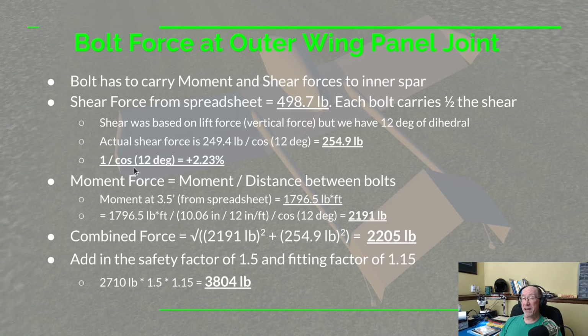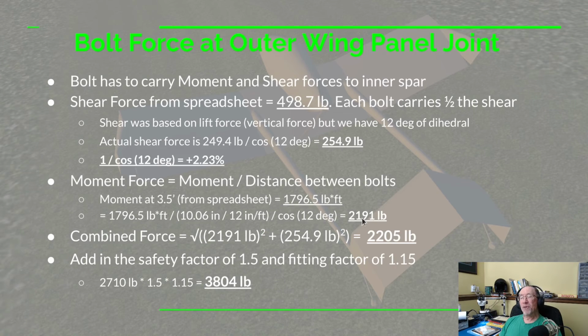Now let's talk about the moment calculation. From the spreadsheet, at that 3.5 foot spot out on the wing, the moment is about 1,780 foot-pounds. Now I want to get that into a force that the bolt's going to carry. So I take that moment, divide by the arm. Now the arm is the distance between the top bolt and the bottom bolt in the spar, and that's 10 inches apart. Now I need to convert that 10 inches to feet, so 12 inches per foot. Then we divide the foot-pounds by that arm, and we include our little cosine for the normal, and we get 2,190 pounds of force on that bolt due to the moment.